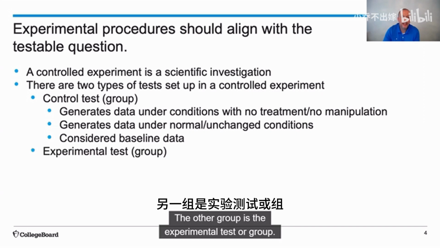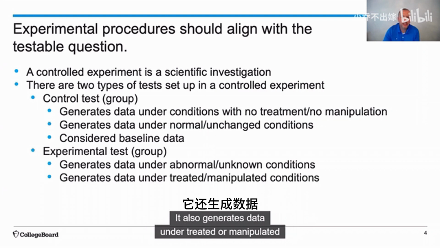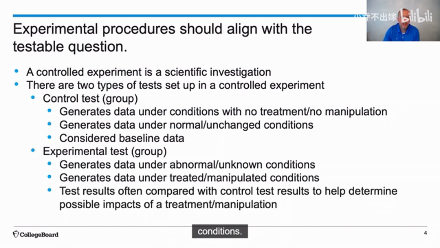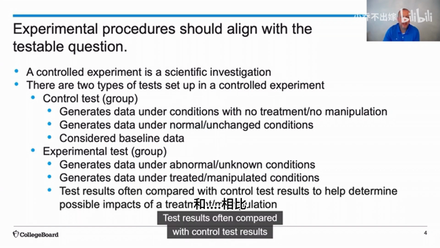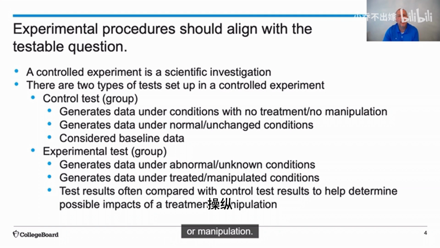The other group is the experimental test or group. It generates data under abnormal or unknown conditions. It also generates data under treated or manipulated conditions. Test results are often compared with control test results to help determine possible impacts of a treatment or manipulation.